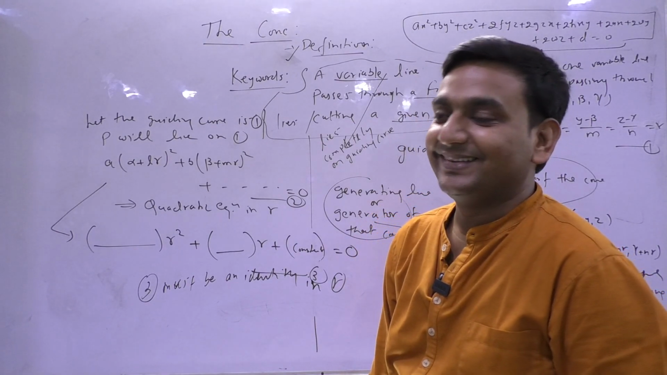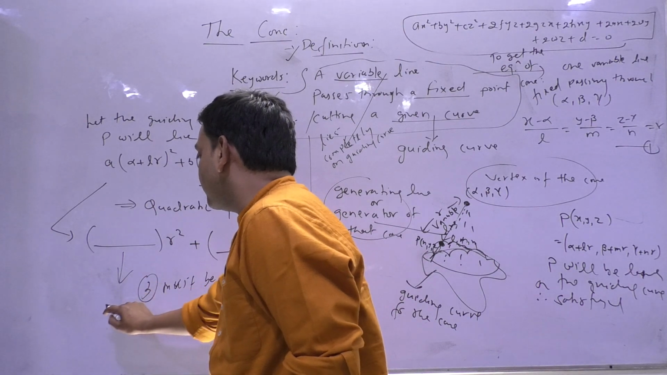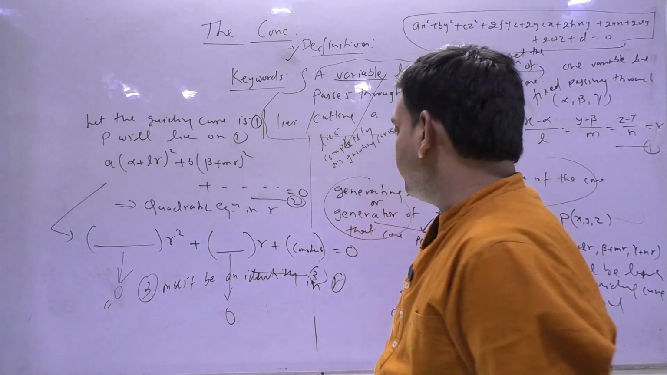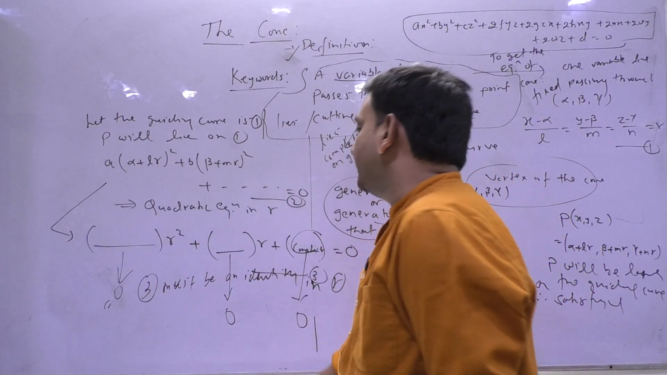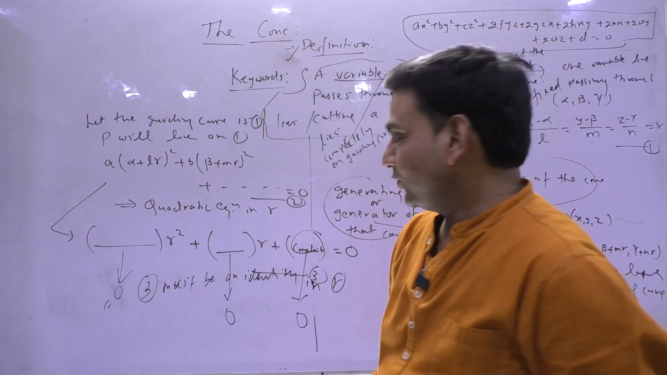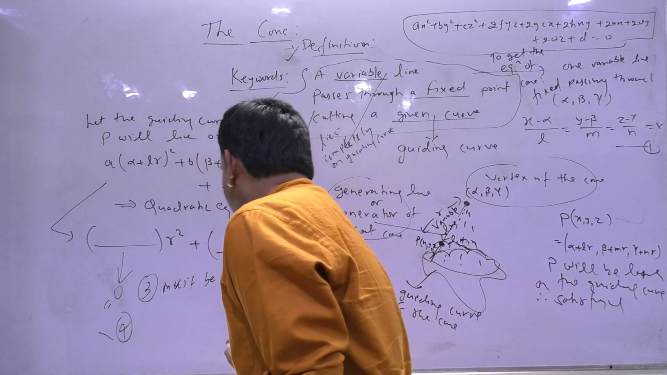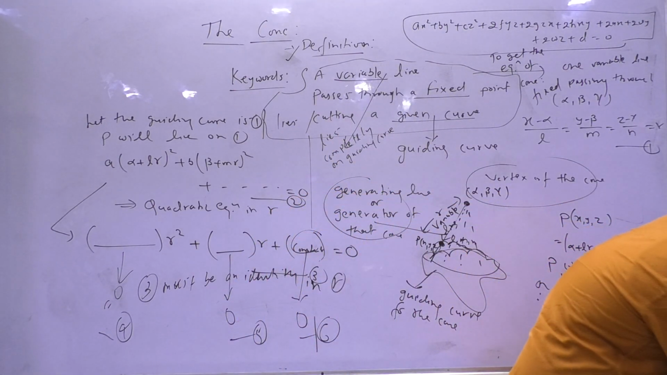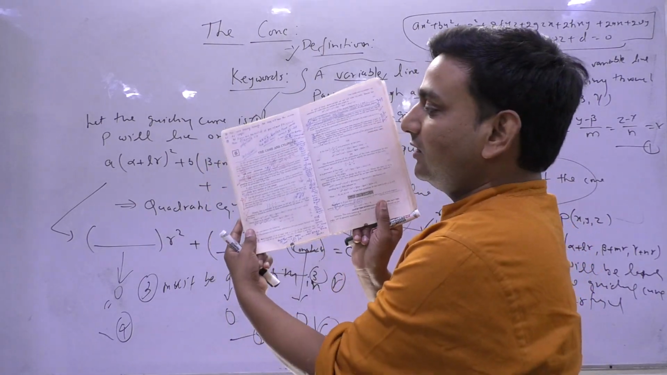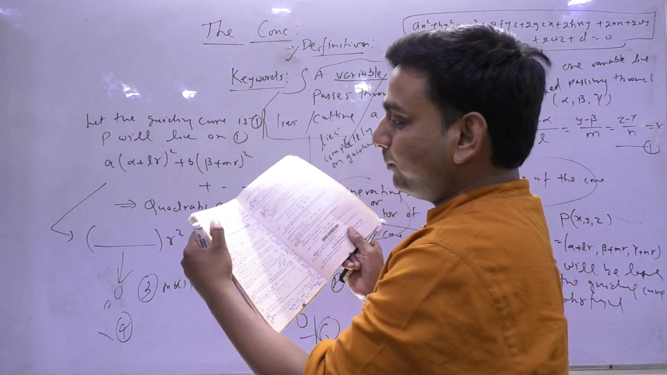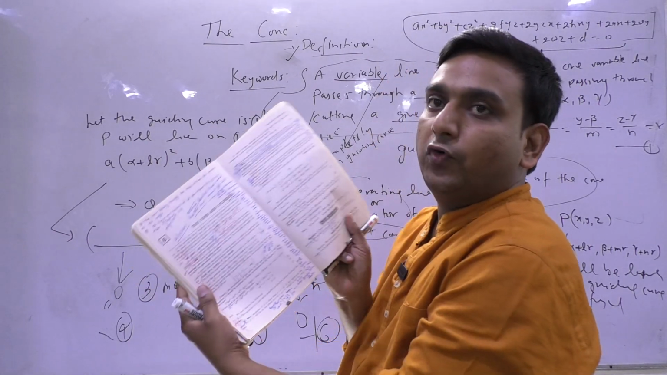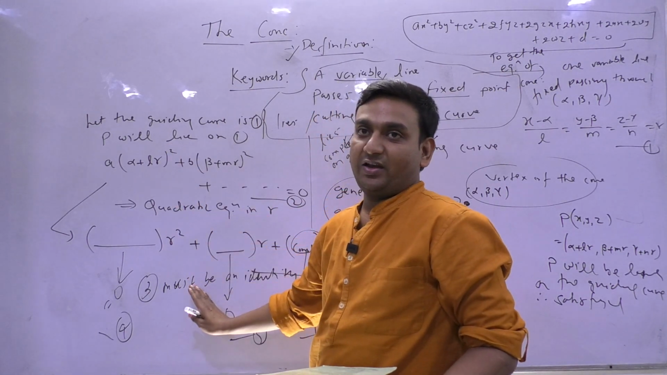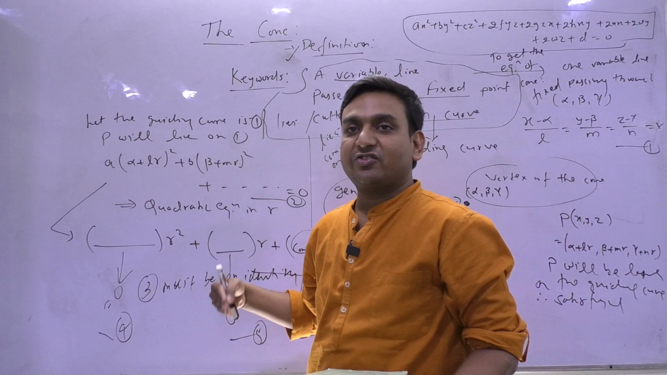Any doubt? Means this coefficient independently should be 0, this coefficient independently should be 0, and this constant term independently should be 0. So here you will get some conditions 4, 5, 6. Book: the cone and cylinder chapter, page number 154. Okay? So the thing is, mentoring is done. Now you will have no problem in understanding that.